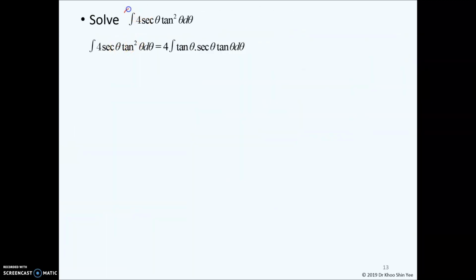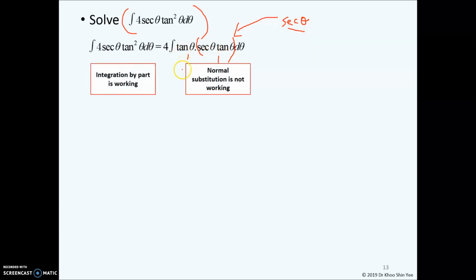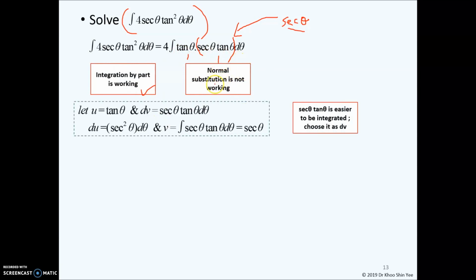So previously we want to solve this thing. If we separate the term here, you can see secant tangent here, where you should be familiar that if you differentiate the secant, you get secant tangent. So if you integrate the secant tangent, you get the secant, right? So we can multiply these two components. We can use the integration by parts to solve this case, where we will find that normal substitution is hardly going to work in this case.